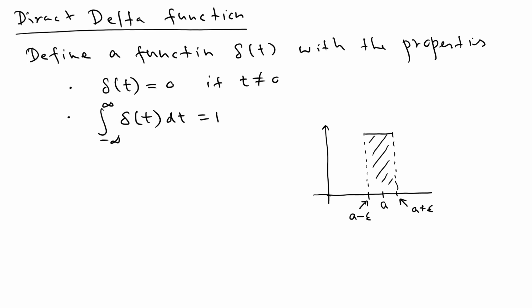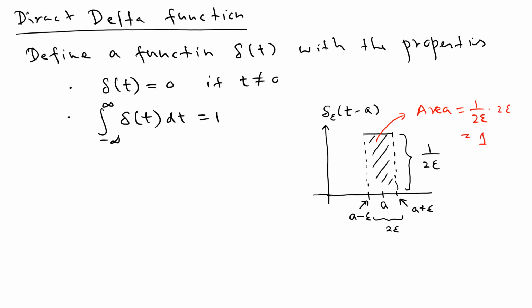So this is what we normally call delta epsilon t minus a. So it's a shifted version of that. So this is not the Dirac delta function, but it's the epsilon version of that. And then again, this area is equal to 1. So we know that this gap is 2 epsilon. So that means this has to be 1 over 2 epsilon. So when you take the area of this part, it is again 1, because it is 1 over 2 epsilon times 2 epsilon, which is 1. Okay, so this is the generalized version of that.